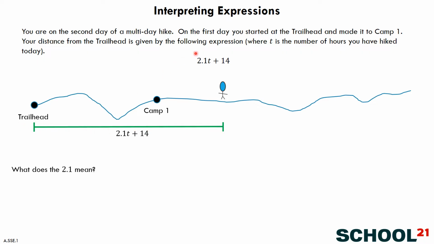Okay, so this has to be kind of in distance units, right? So I'm multiplying something by hours, and it's the distance in miles. So this must mean my rate in miles per hour, right? I take 2.1 miles per hour, times the number of hours that I've hiked today, and I'm going to get the distance, that's part of the distance equation. So that's what that 2.1 is.